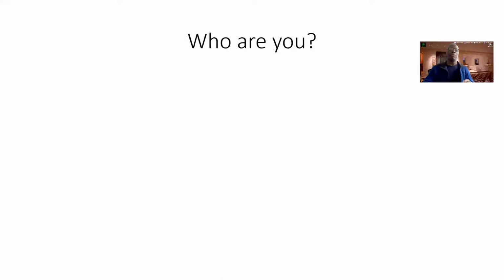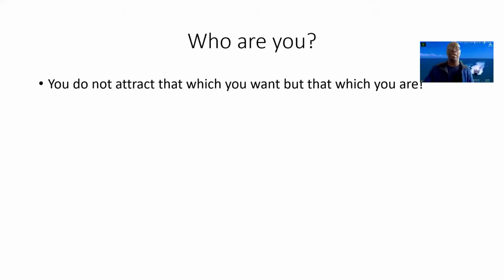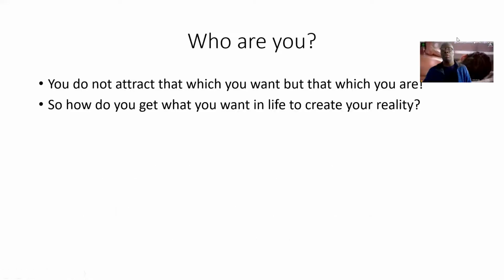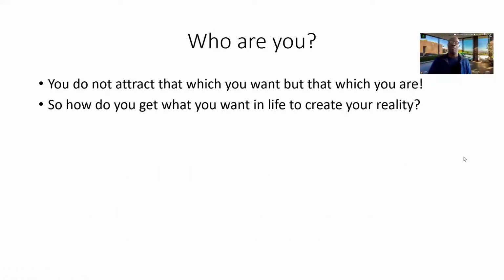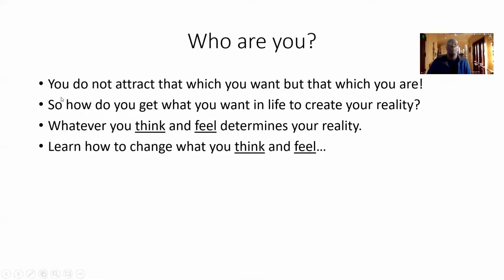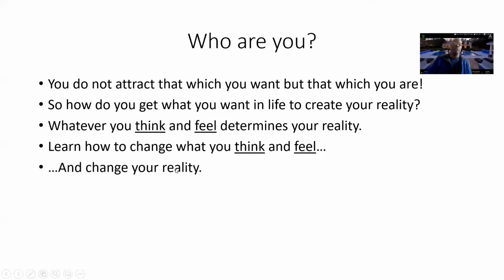Okay. So continuing, you do not attract that which you want. Most people want certain things. You attract. So how do you get what you want in life? To create your reality, because you may not be happy with certain things in your reality. Whatever you think and feel determines your reality. You've got to change what you think and feel. That will determine the different type of things that come into your reality. So you need to learn how to change what you think and feel, and change your reality.